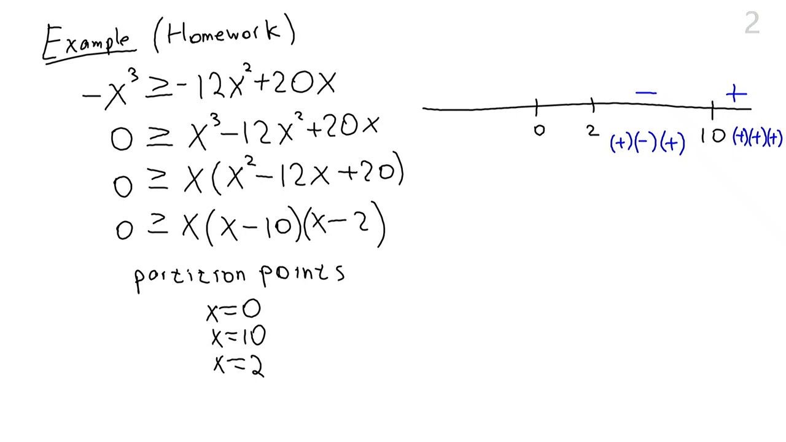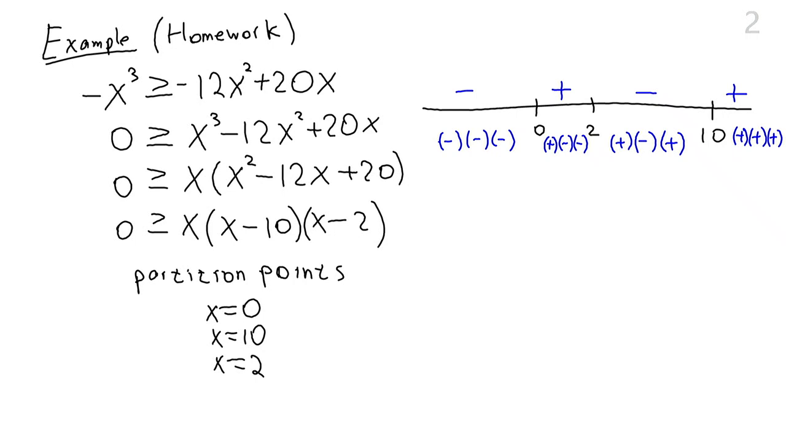Next, from 0 to 2, the first factor is x, that's going to be positive, the second factor is going to be negative, and the third factor is also going to be negative. Or you can take a test point, for example, x equals 1. So positive times negative times negative is going to give me a positive. Finally, from negative infinity to 0, I'm going to get a negative times a negative times a negative, giving me a negative.